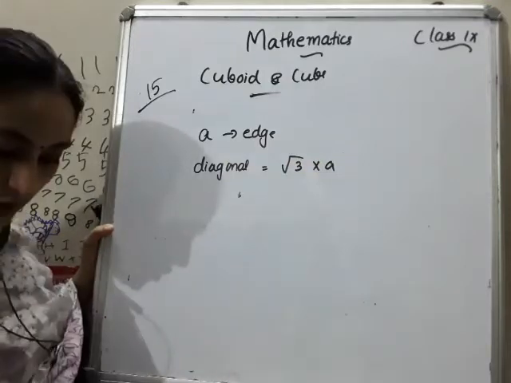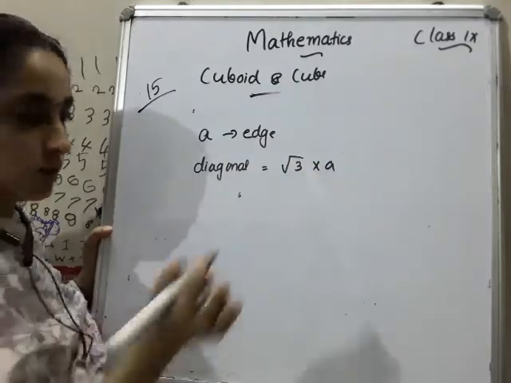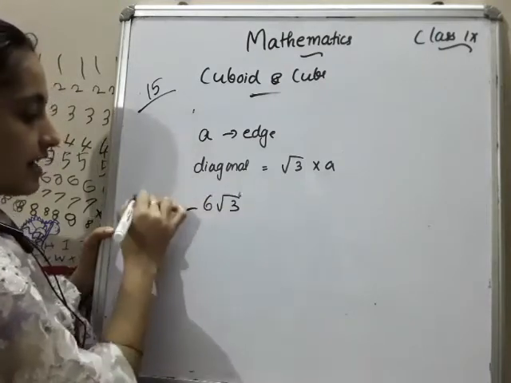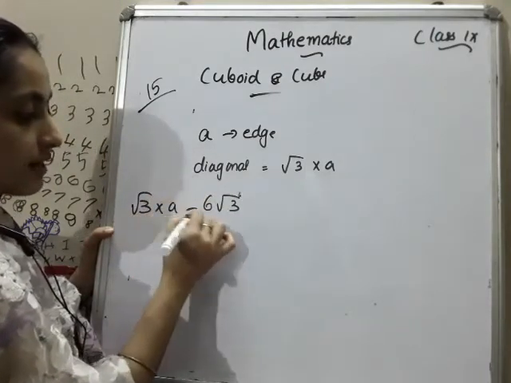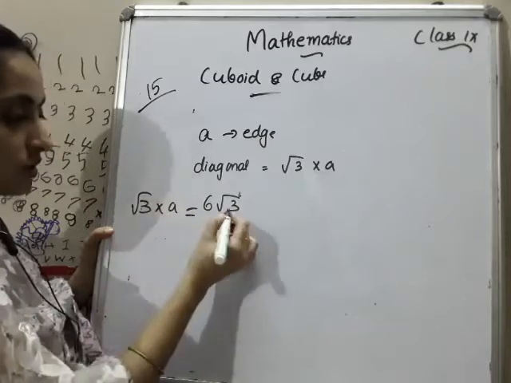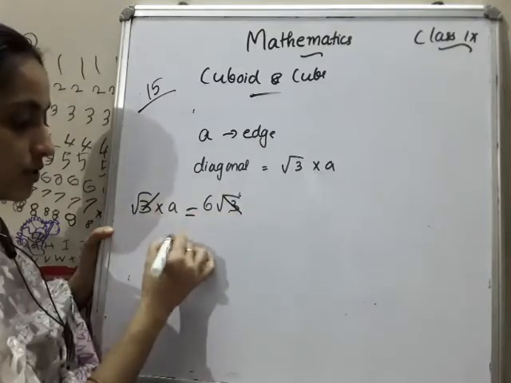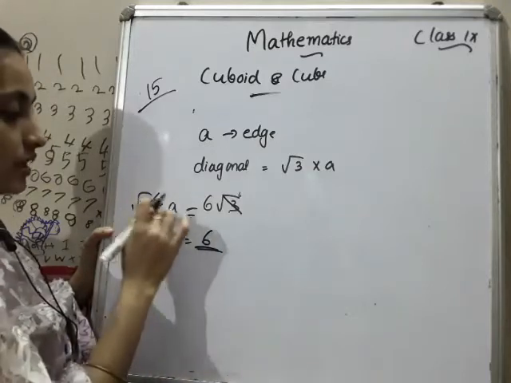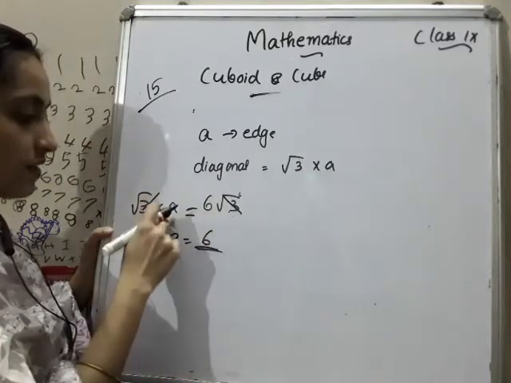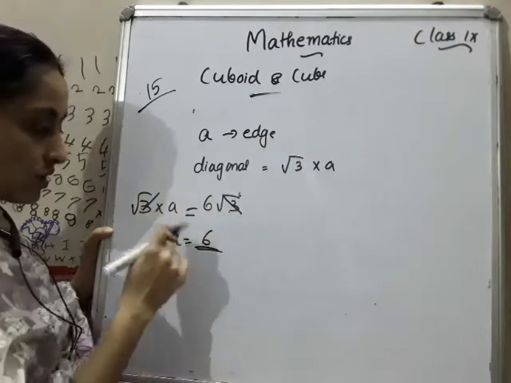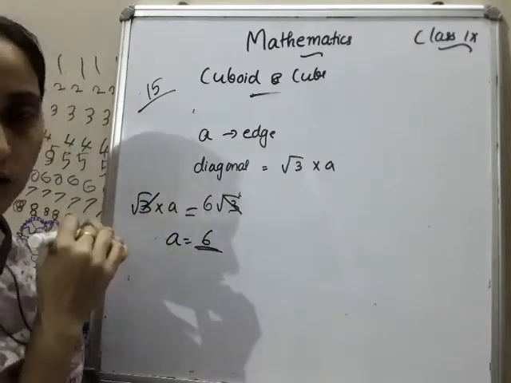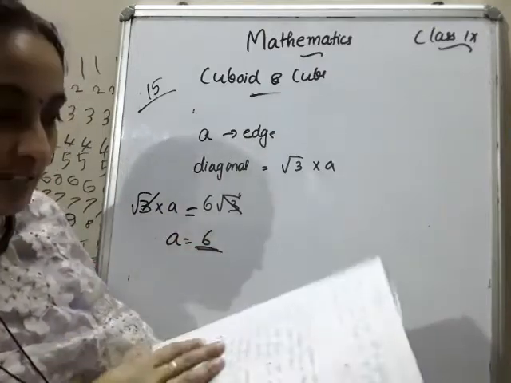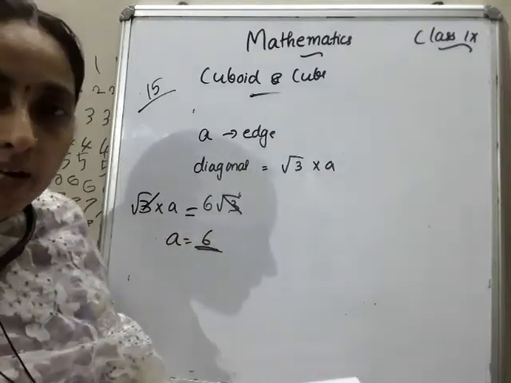Okay, but in our question, the diagonal is given as what? 6 root 3. So you can write root 3 into a is given as 6 root 3. So here root 3, here root 3, so you can cancel that. So a will be equal to what? 6. Or you can write root 3 into a is equal to 6 root 3, so a will be equal to 6 root 3 by root 3. Root 3 and root 3 cancel, so a will be equal to 6.